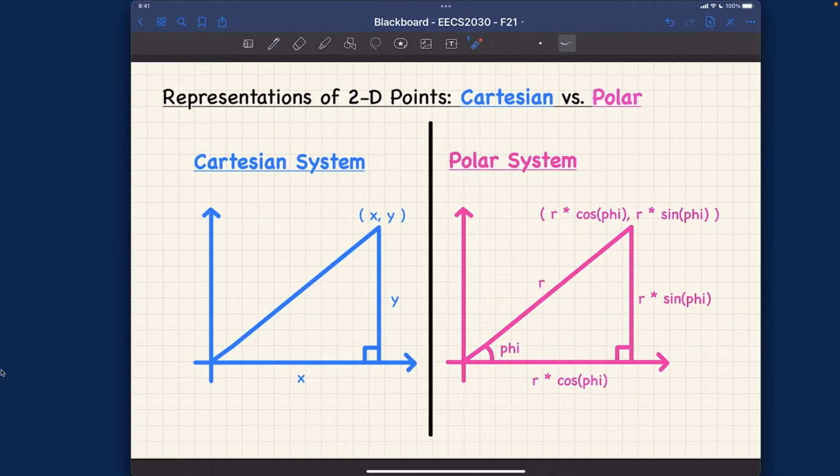The first illustration I'd like to do: we talk about Cartesian over here versus polar over here. For the Cartesian, it's very straightforward. We're just storing the absolute position of the point. So this is the absolute position.